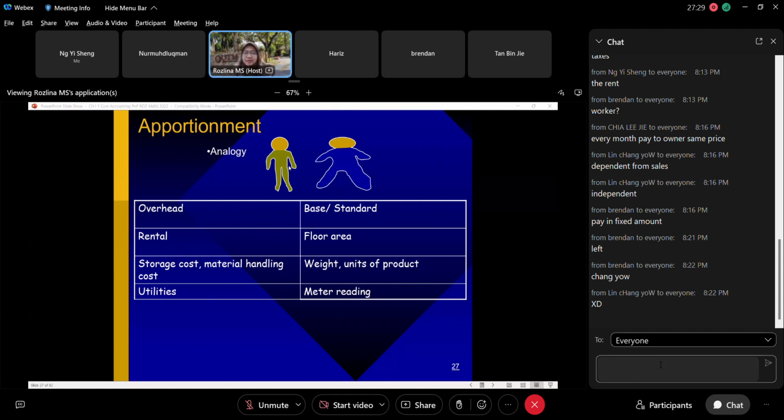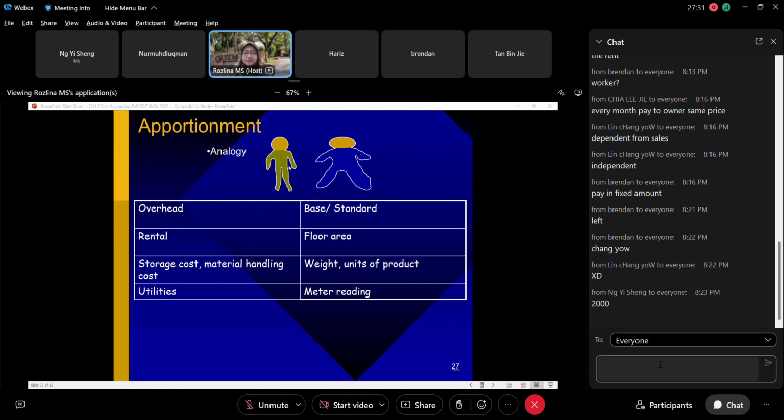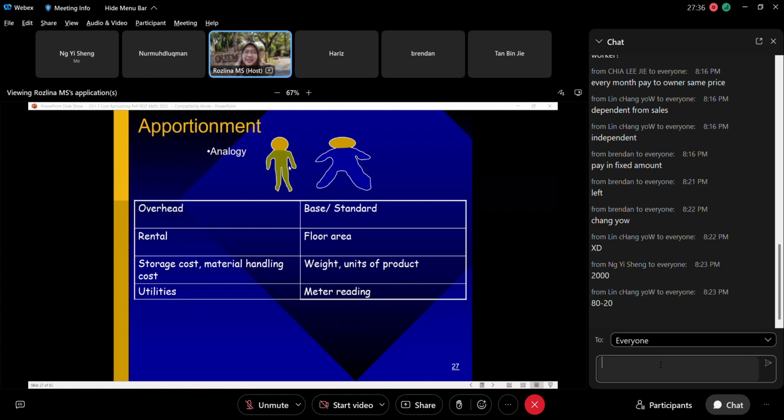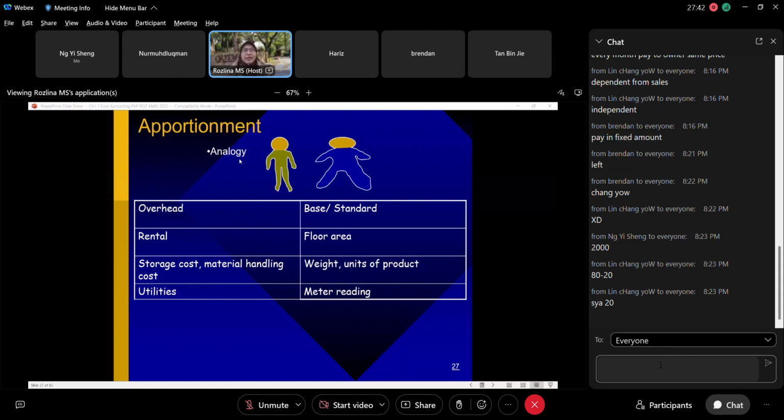Half-half? Okay, half-half, friend, kan? Half-half, okay. It is okay lagi lah. Then you do not consider, maybe Brandon takes the master bedroom, that is not considered. Okay, just say half-half lah, 500 and 500.